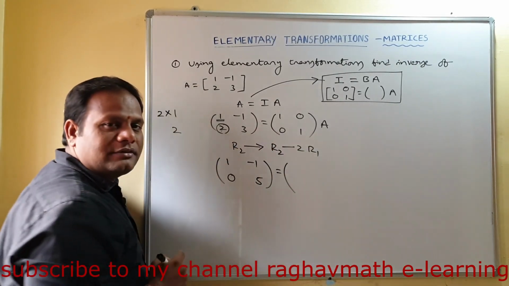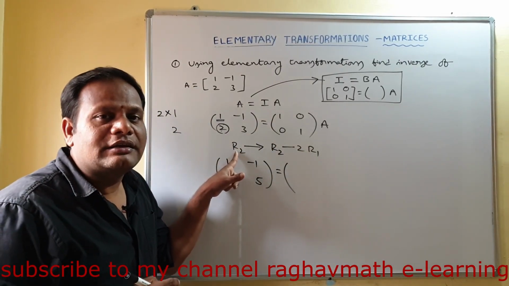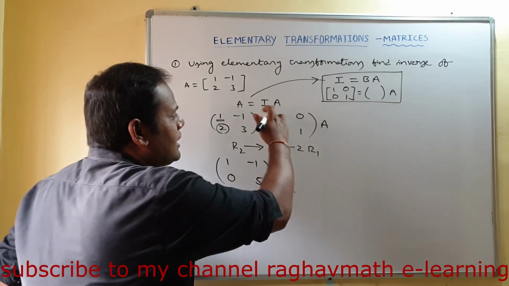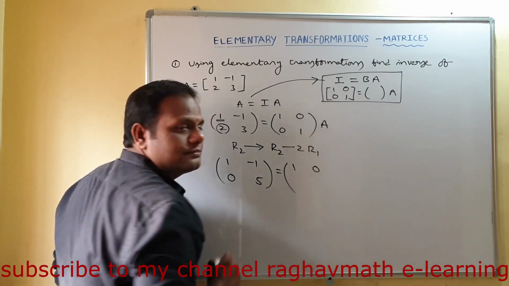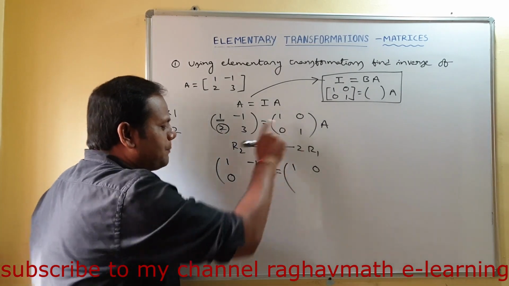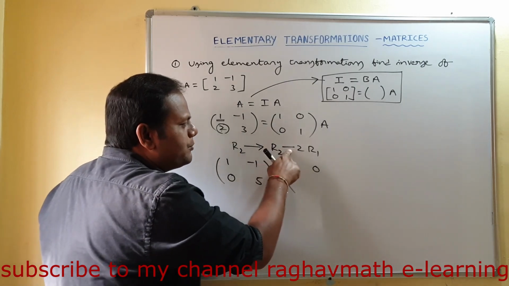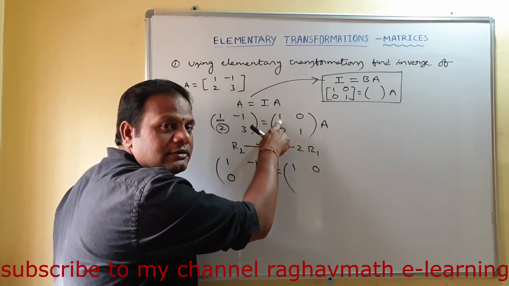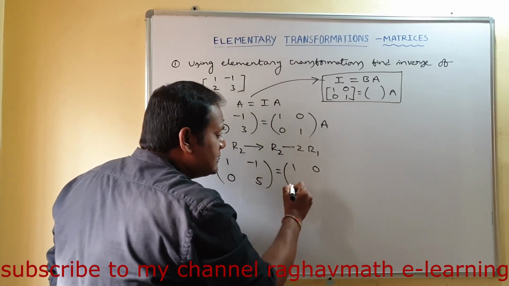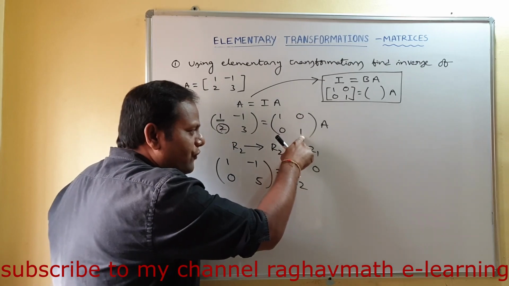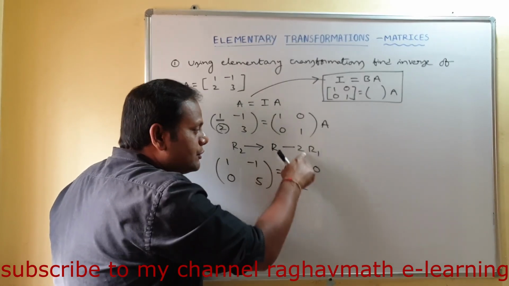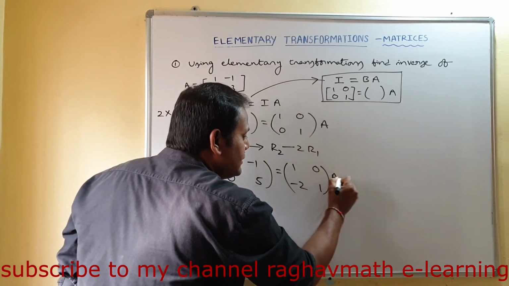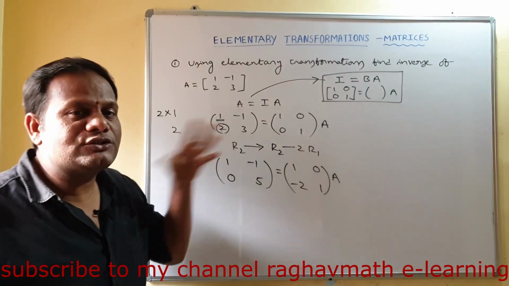Observe the operation. On the left-hand side we have taken R2, so no change in R1. Take R1 as it is: 1, 0. Right, you apply this operation, R2 minus 2R1. So second row, first element: 0 minus 2 into 1, so it is minus 2. Next, 1 minus 2 into 0, so 1, into A. That's all. So the first step is over.